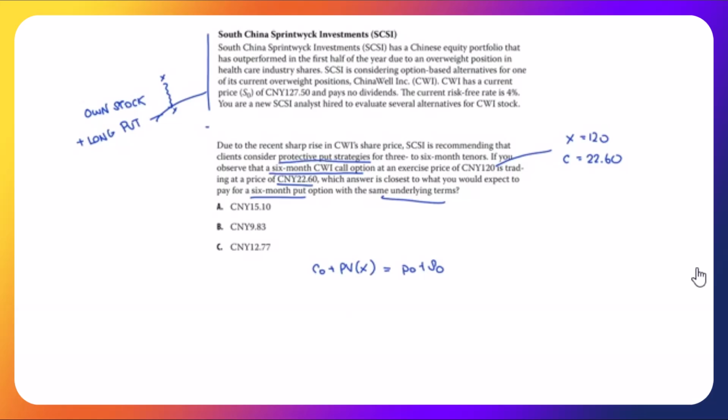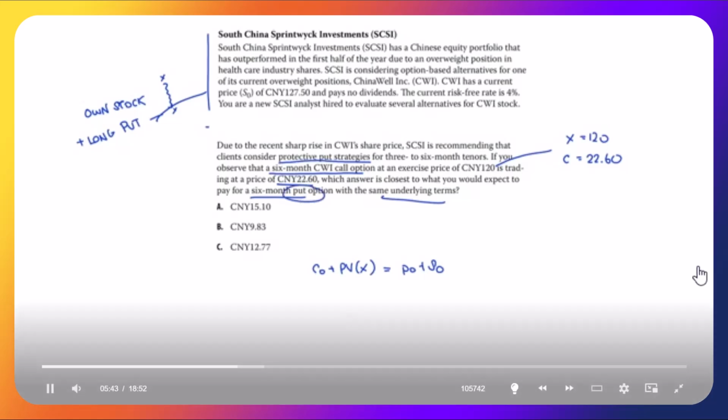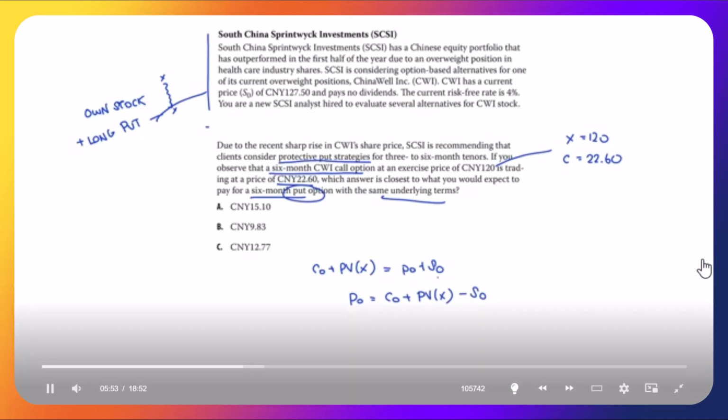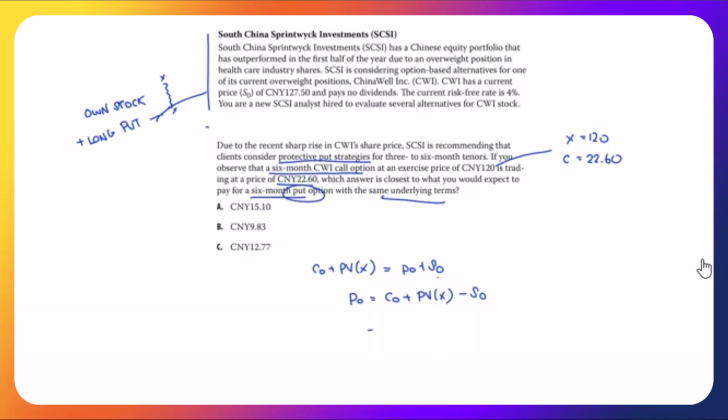Rearranging, I want to isolate the put. So deduct S0 from both sides. P0 would be C0 plus PVX minus S0. Do I have everything I need? The put would be C0. We were told it was trading at 22.60. Plus the present value of the strike. Strike is 120.